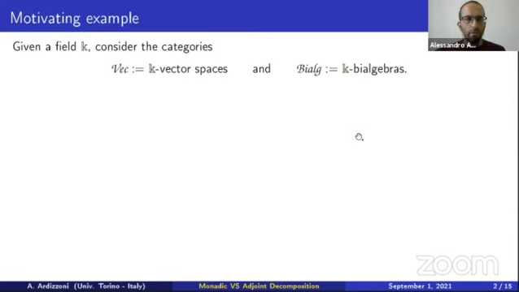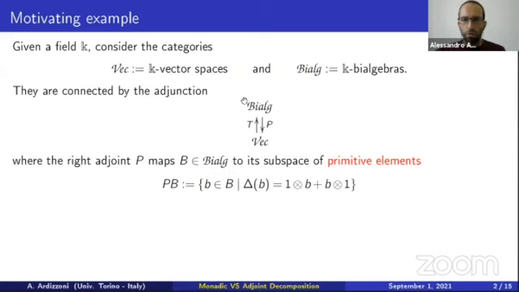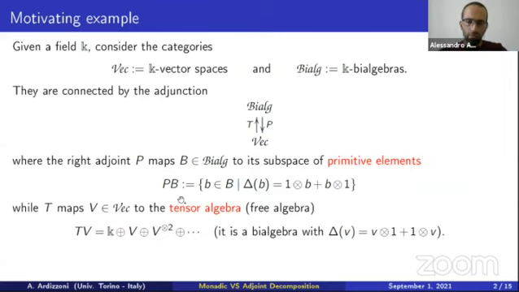I would like to start from an example that motivated our research. Consider the category of bialgebras, where the base field K is fixed, and the category of vector spaces. They are linked by an adjunction where the right adjoint is the primitive functor that takes a bialgebra and maps it to its subspace of primitive elements, so those elements in B whose image via comultiplication is 1 tensor B plus B tensor 1. It has a left adjoint, which is the tensor algebra functor, and it works as usual.